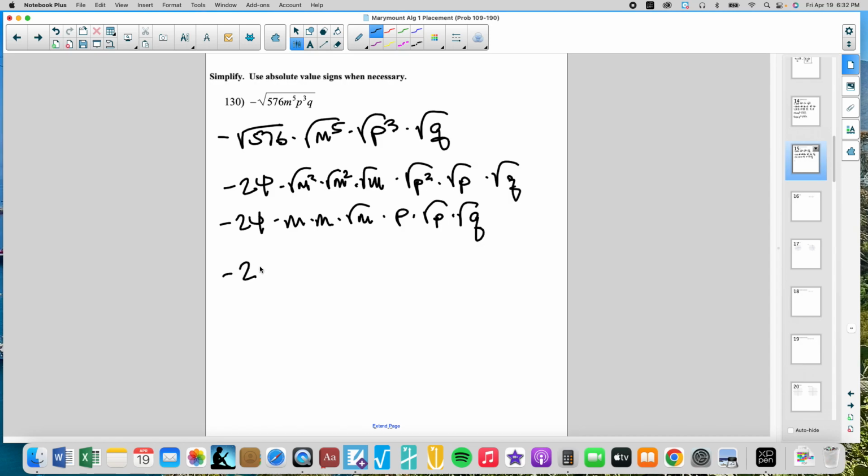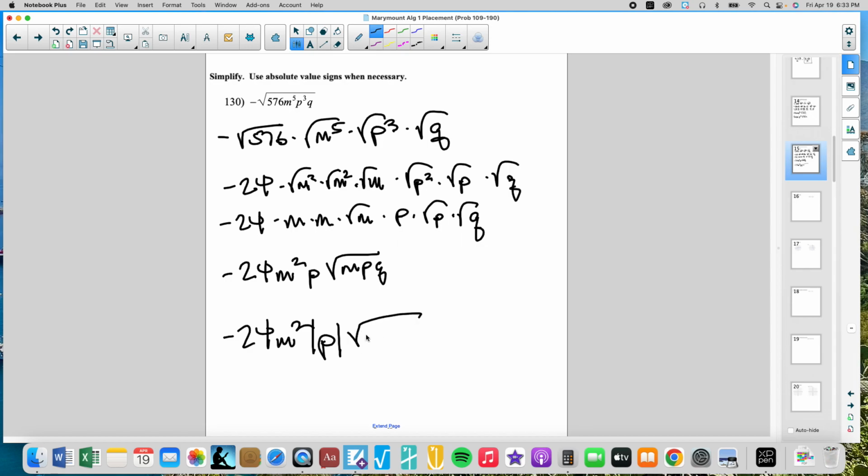Now negative 24 m squared p, and then we have rad mpq. Now you're going to ask me, Mr. Mack, why don't I do, oh, and absolute value, oh yeah, sorry. So I like that answer. Now if you want the absolute value thing, you could have this around the p because that was an odd exponent.